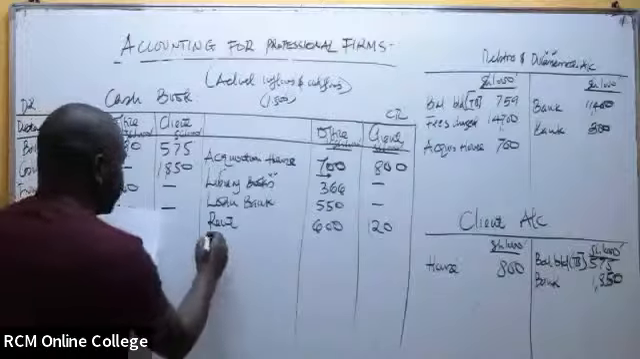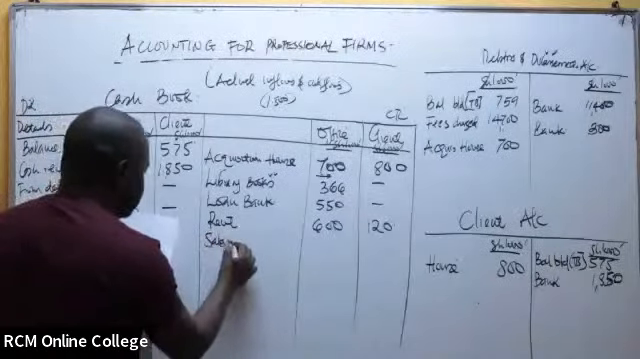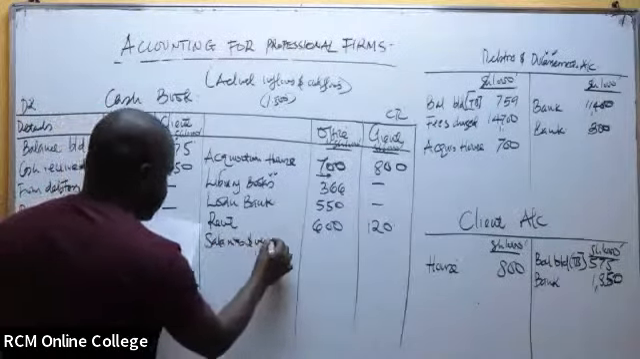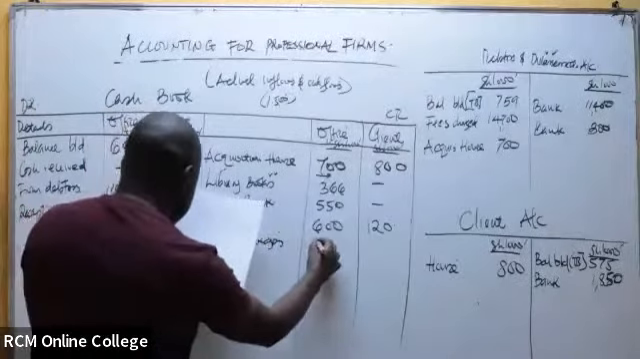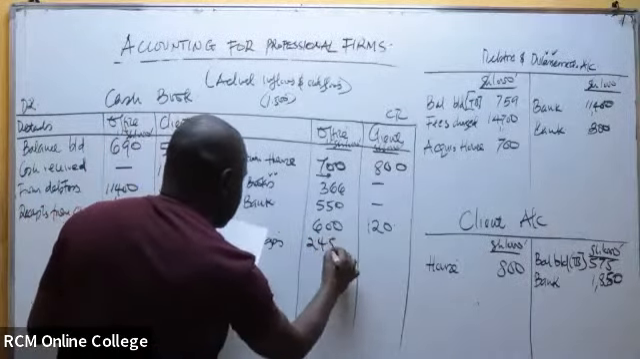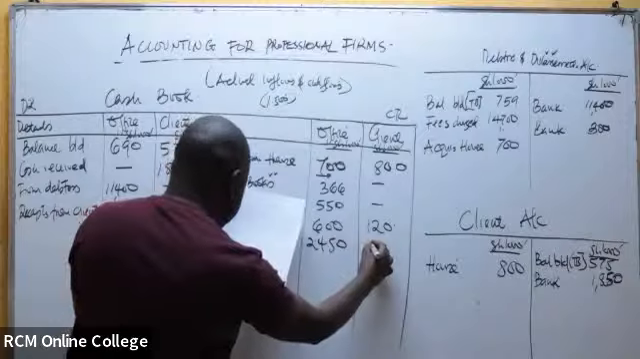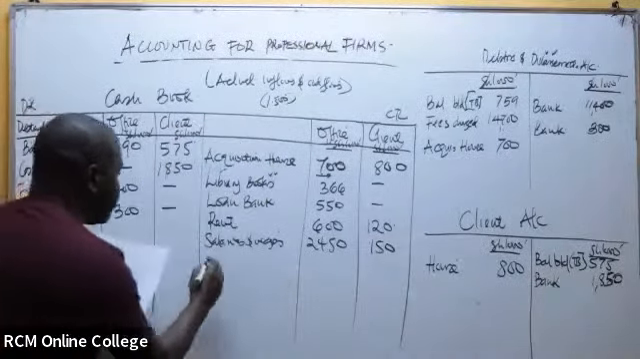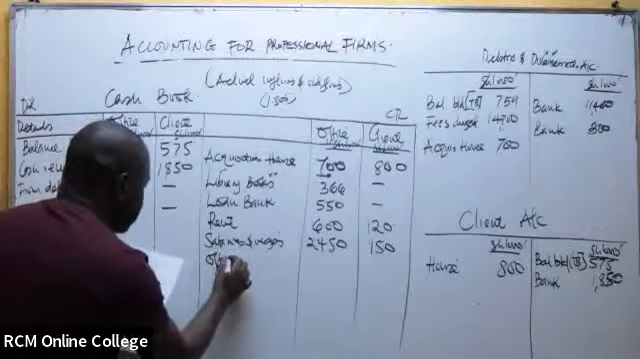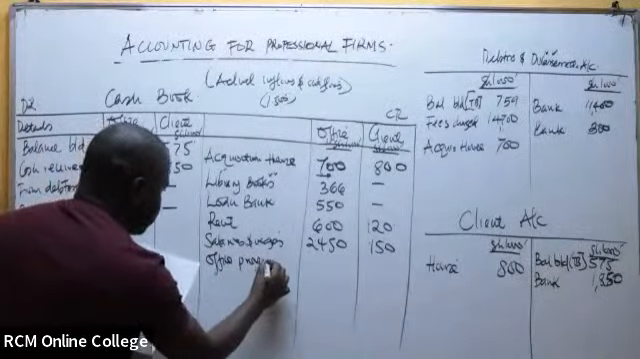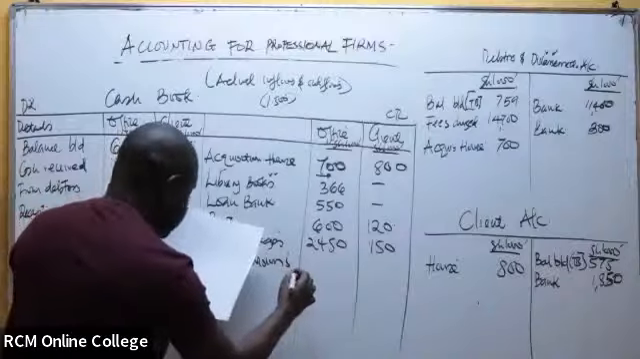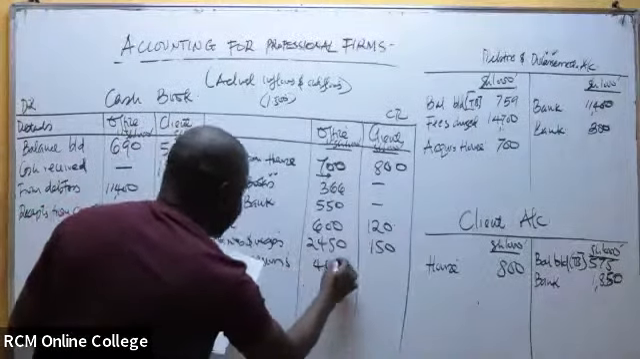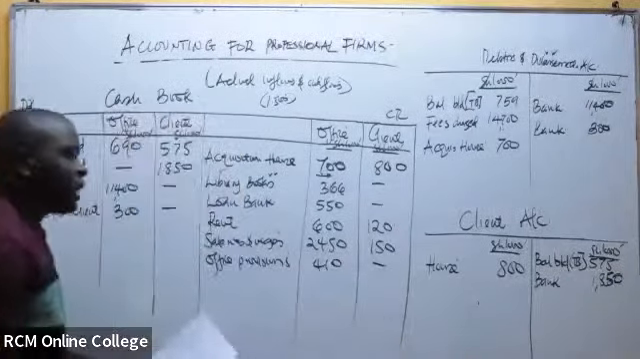Then for salaries and wages they paid 2450. For the client, they paid 150. Then office provisions, they also paid for office provisions. How much? 410. So that is what actually happened.